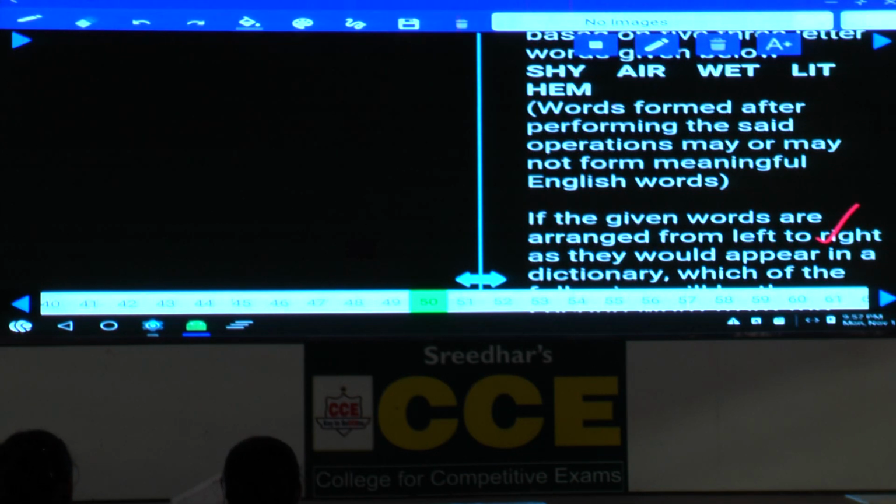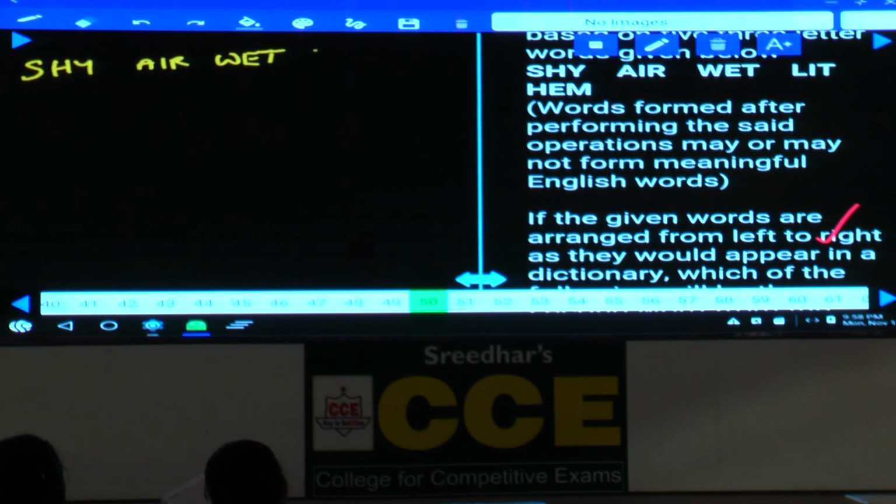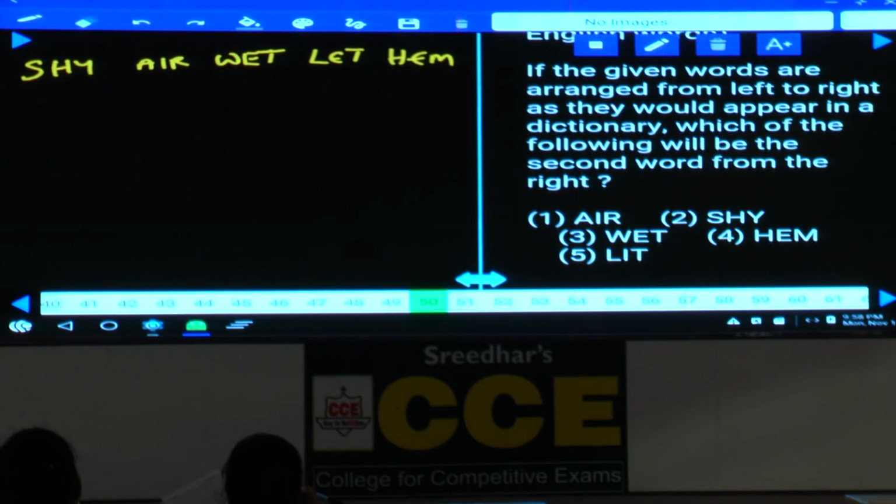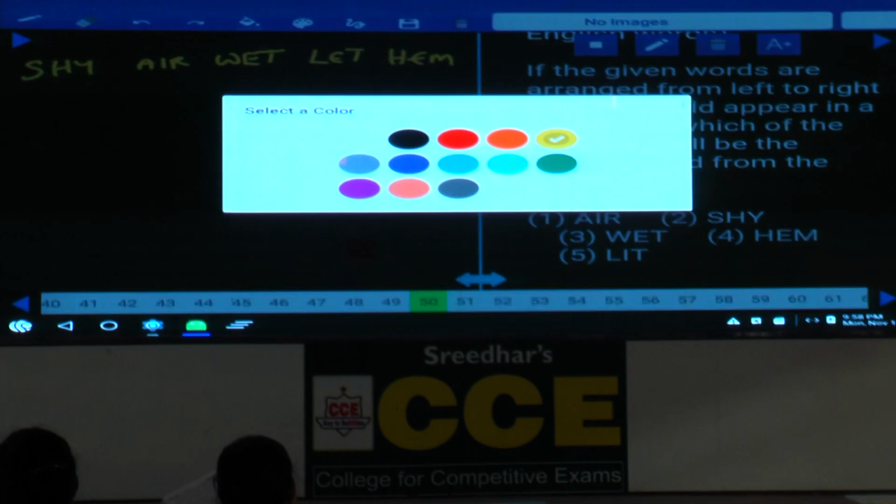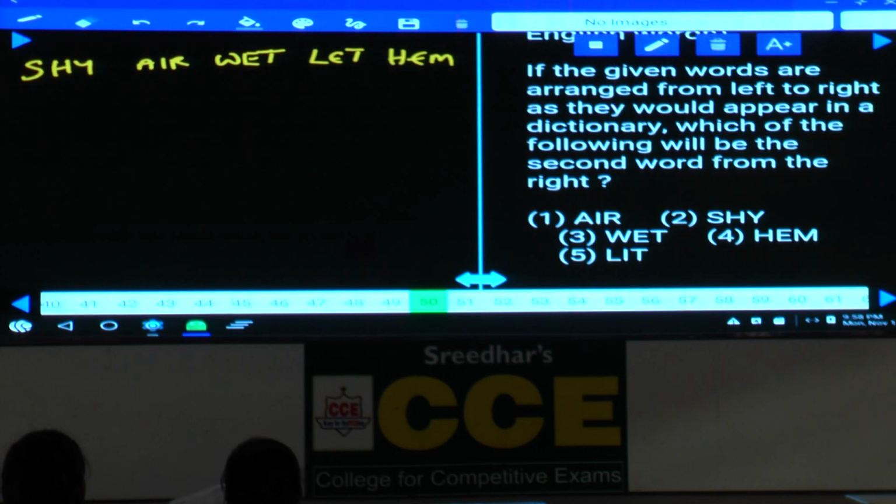Now in this 50 to 55, what are the words we have? SHY, AIR, WET, LET, and HEM. Now these are the 5 words we have. And if the given words are arranged from left to right as they would appear in a dictionary, as they would appear in a dictionary means in the ascending order, which of the following will be second from the right? Second from the right means now, highest and second highest.